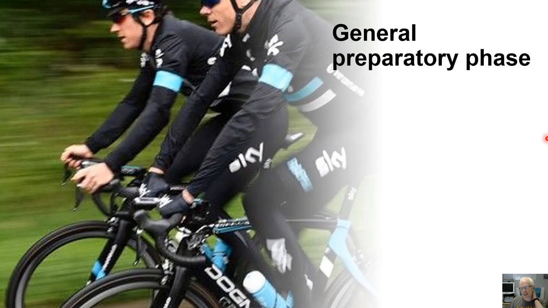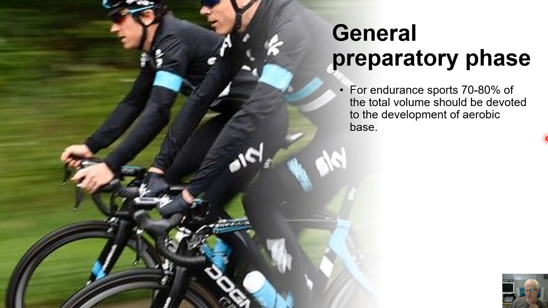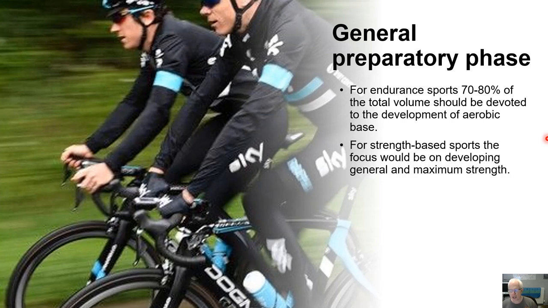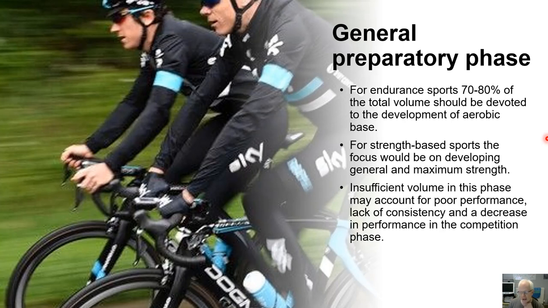Now remember that sitting within that, you've then got the general preparatory phase and the specific preparatory. So if we look at the general preparatory phase, in endurance sports, 70 to 80% of the total volume should be devoted to development of aerobic base, and it will be done in that general phase. This is where you're moving from kind of getting the athlete fit enough to train to actually doing specific based training. In the more strength-based sports, in this general phase, you would be focusing on training just to develop strength, to get the strength back up, and starting to move towards the end of the phase to max strength.